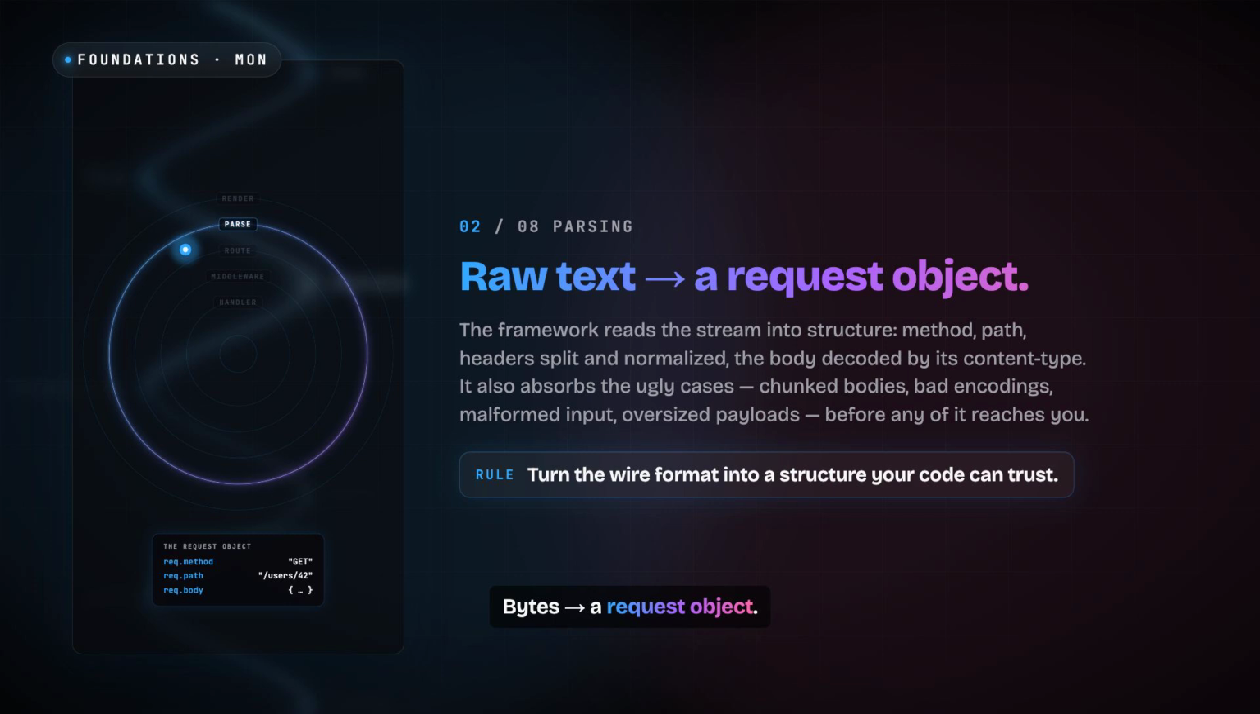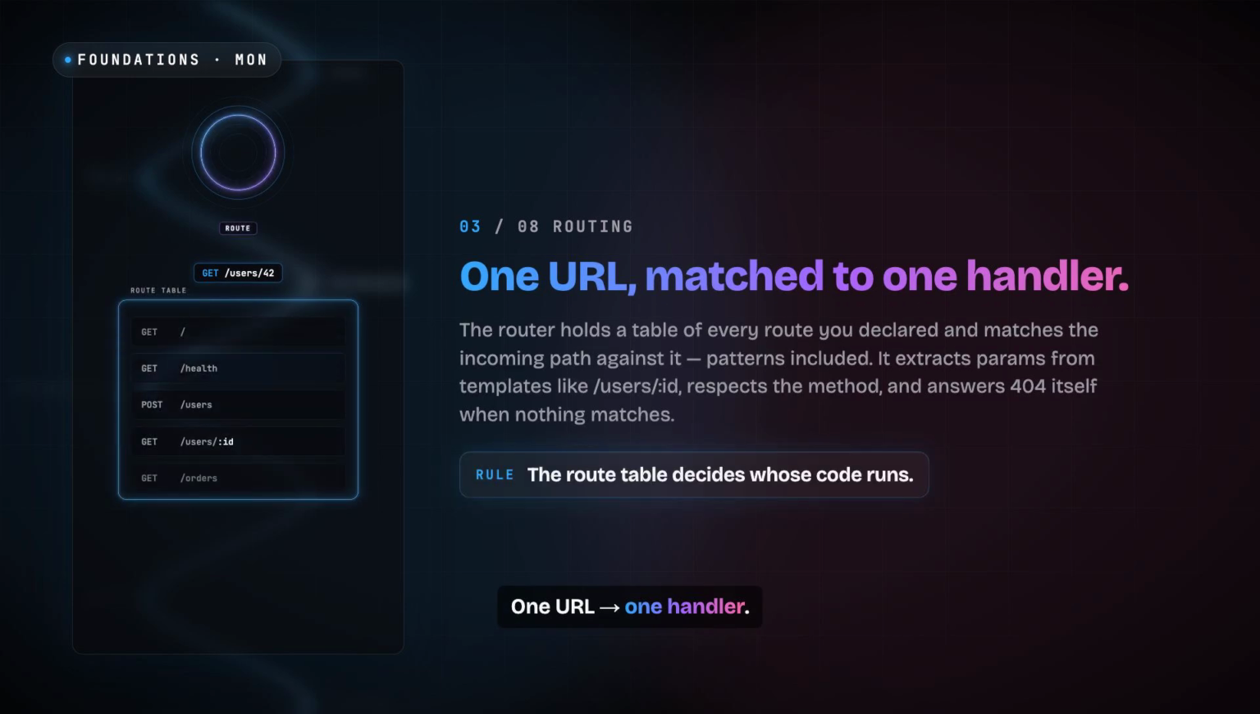And it absorbs the ugly parts you'd never think of. Chunked bodies, strange encodings, malformed input that should be rejected, oversized payloads that should be cut off. What comes out the other side is the request object you've always taken for granted. req.method, req.headers, req.body.